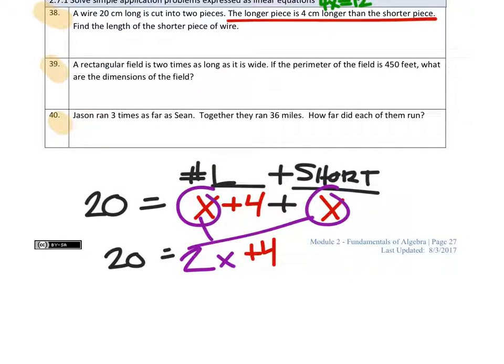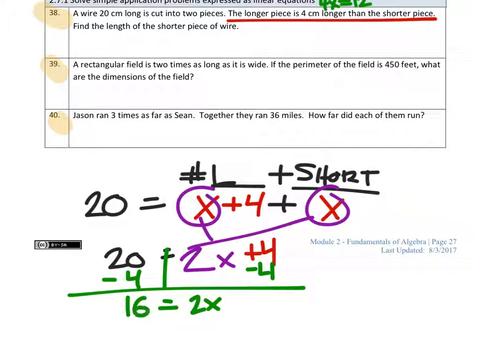And then from here we'd subtract 4 from both sides, giving us 2x equals 16. And some of you don't even need this next step, but it's always good to do it in a calculator. Divide both sides by 2, and x is 8. So the length of the short piece in this case was 8 centimeters. With that, of course, we could figure out the long piece. Just subtract 8 from 20 centimeters, and you got your 12 centimeters.